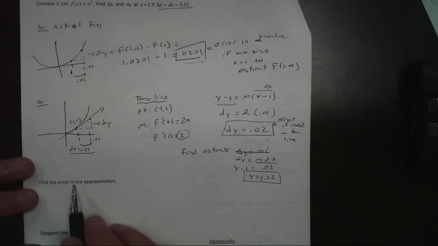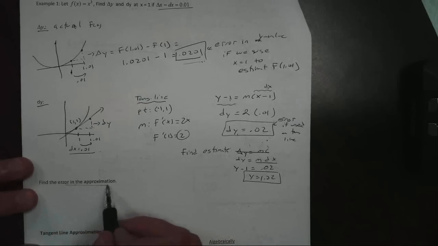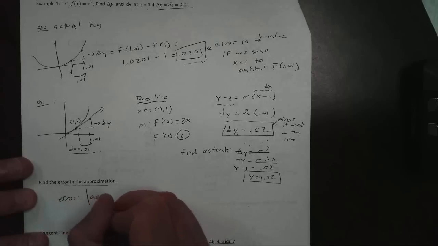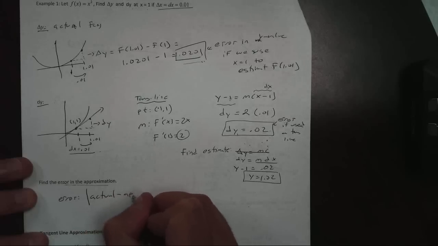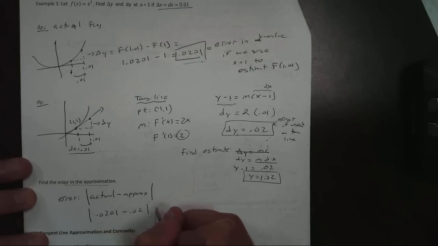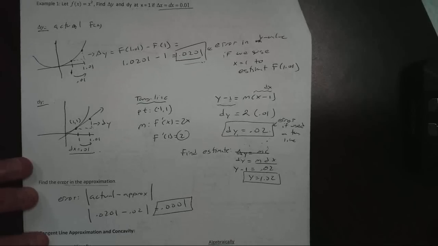Now, let's take a look here. Find the error. Now, that's what we did the day before. To find the error, just take the actual value. Remember this, the actual minus your approximate. 0.0201 minus 0.02, and I get 0.0001. So ten thousandths of a decimal off.